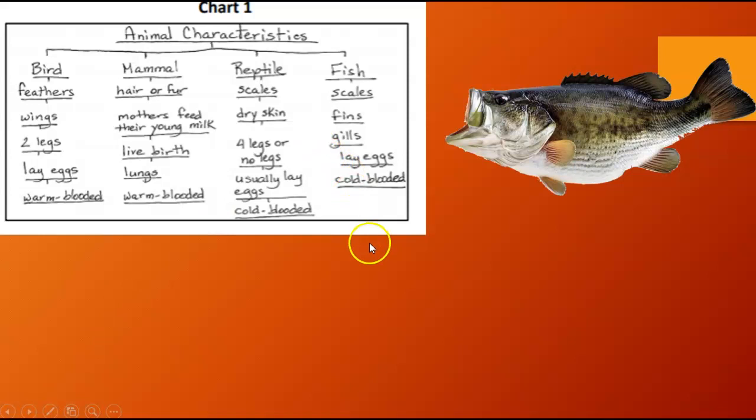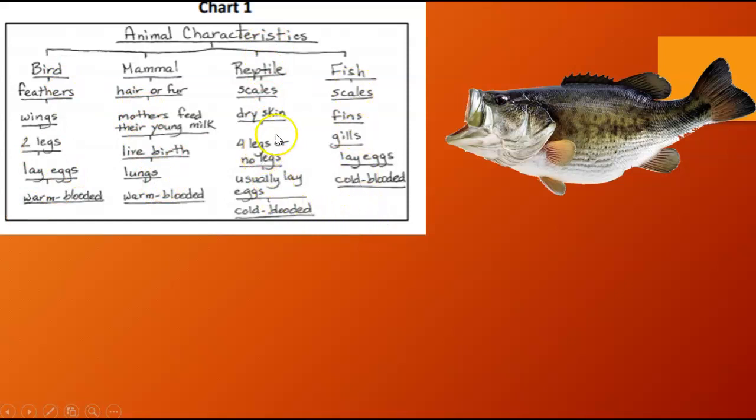Alright, so we got our chart here again, and I have another animal here. Now you probably know what it is, but let's use this chart to make sure we know what it is. So it looks like this animal has some scales. Well, there's 2 categories here that have scales. So that narrows it down. We know it's not a bird and we know it's not a mammal. So it's either a reptile or a fish.